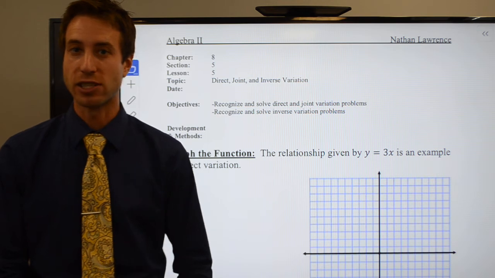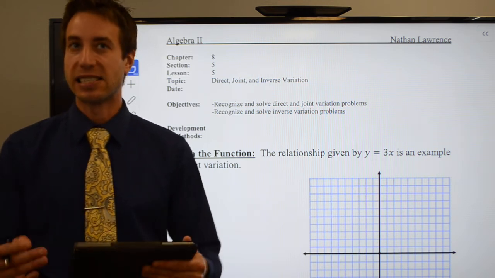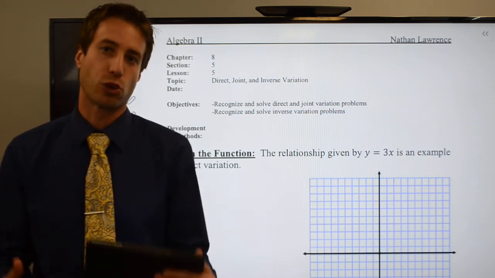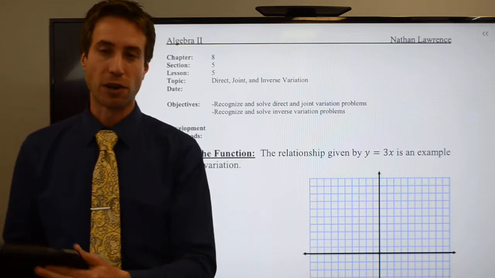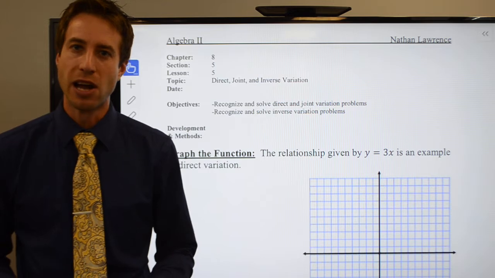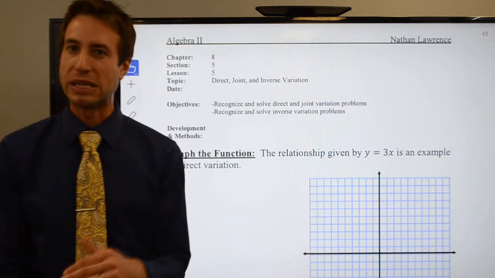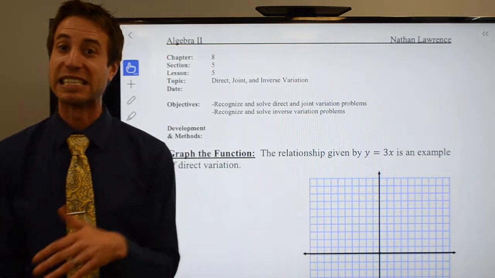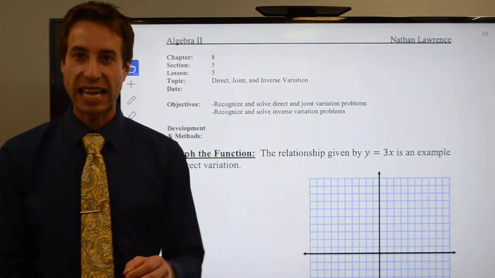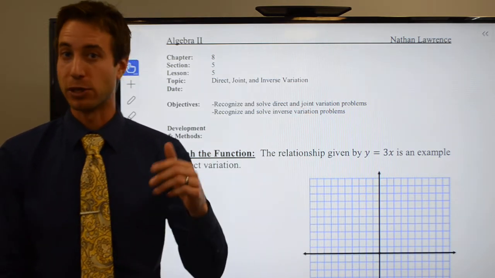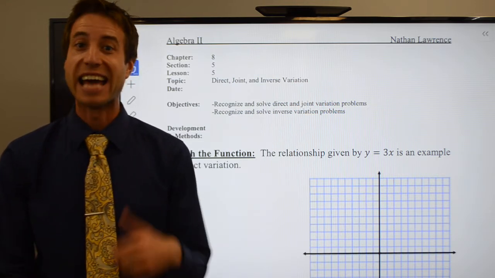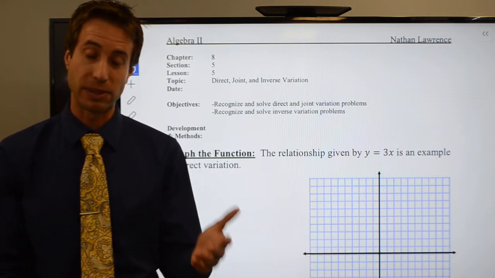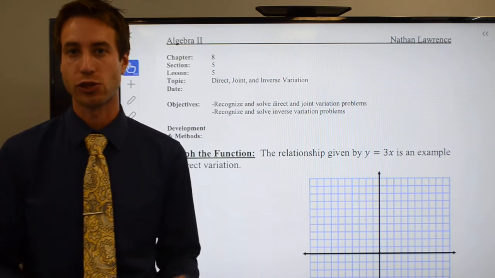You'll begin to see a lot of similarities between these variation functions and rational functions, which is why they've been put together in this chapter. I also really like this section a lot because at the end we will see a direct correlation between this topic of variation functions in Algebra 2 and another science, in particular chemistry. So I can't wait to show you how that works.